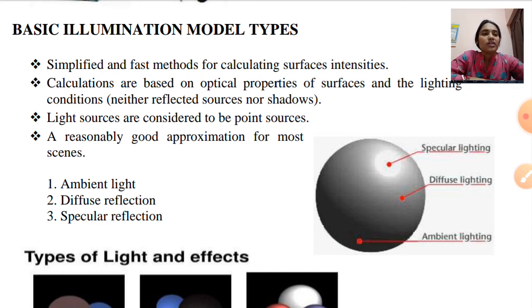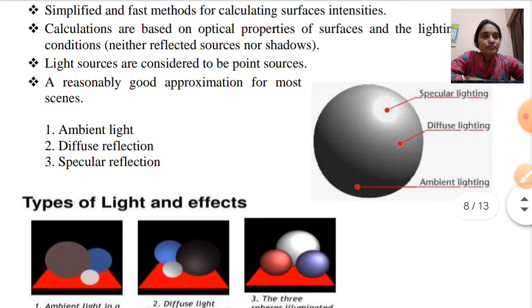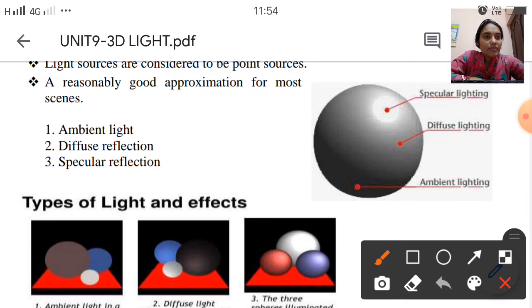So here in this diagram, ambient light means the background color. The diffuse reflection means the effects which are given in the picture. And the specular lighting means the point where the light falls, that means a particular spotlight. In this way, the different types of illumination models are divided according to the light source.